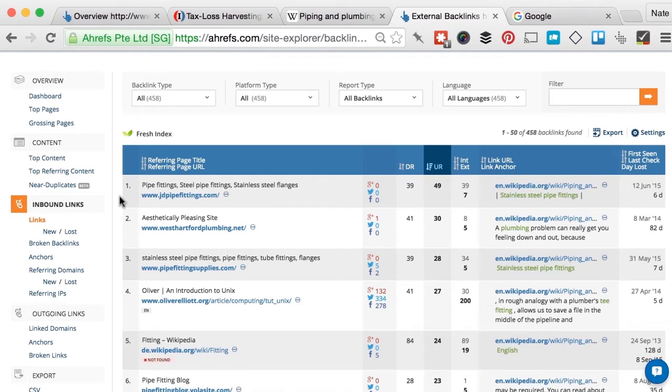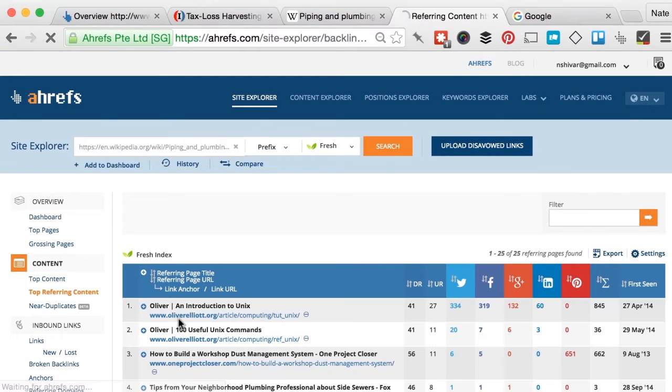But the best way to quickly find the most valuable types of links by the most valuable types of people is to go to this top referring content report. And basically this is going to take all these links and it's going to look at the number of shares that they got, the number of links that they got, and guess the amount of traffic that all those links that we just saw send to this Wikipedia entry.